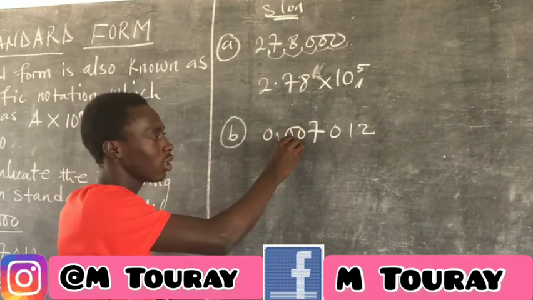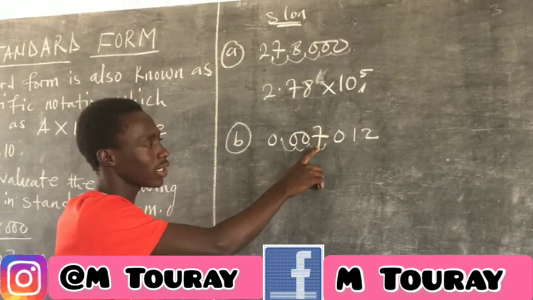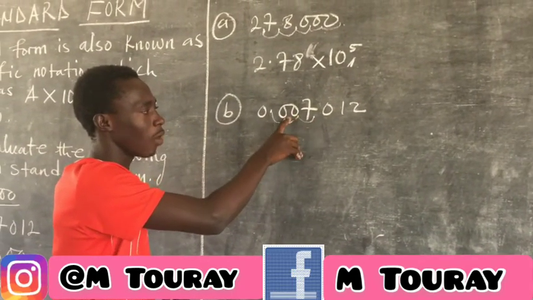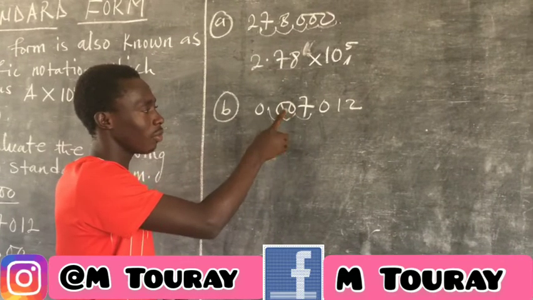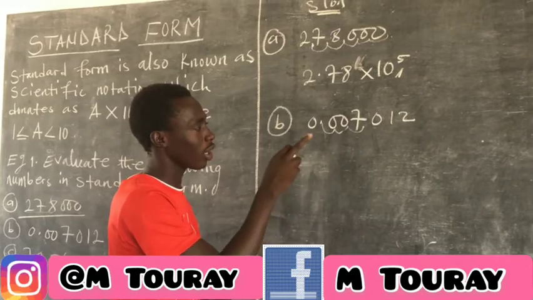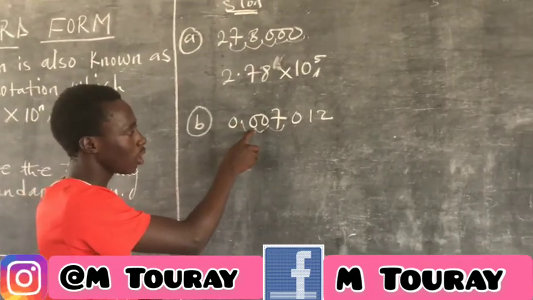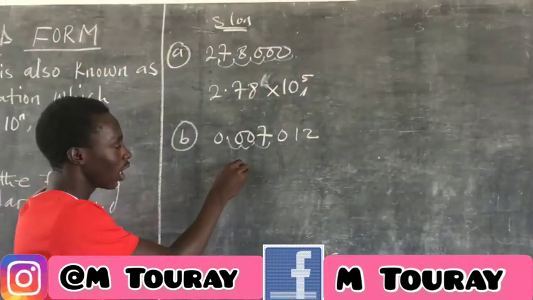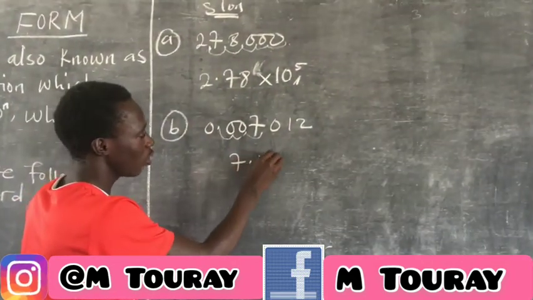That is 1, 2, 3. Now look at this, this is between the first number and second number. Why don't I put it here or here? Because 0 is not included in standard form. Now we move 1, 2, 3. We have the first number as 7 apart from 0. Now the answer will be 7.012.